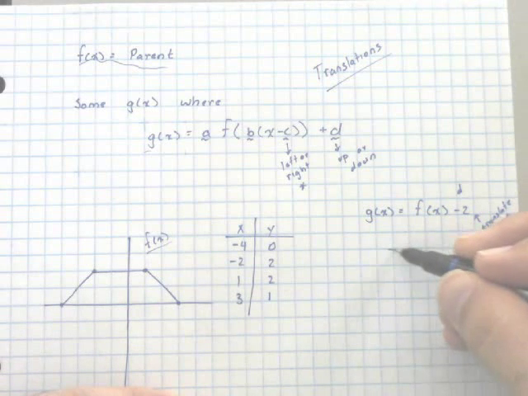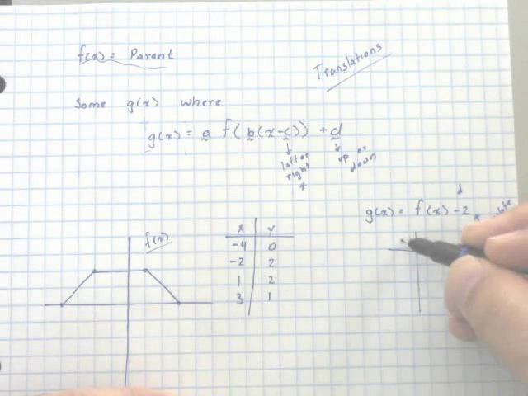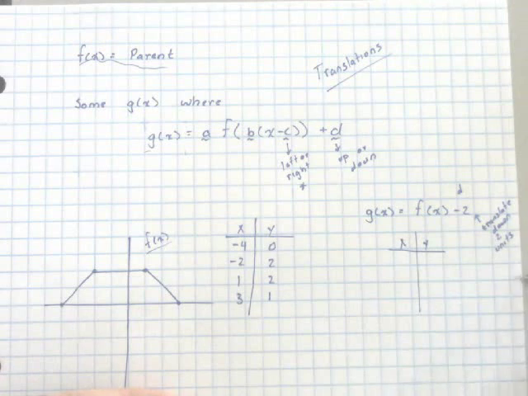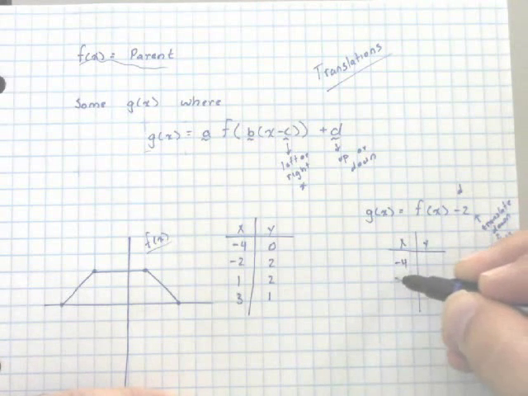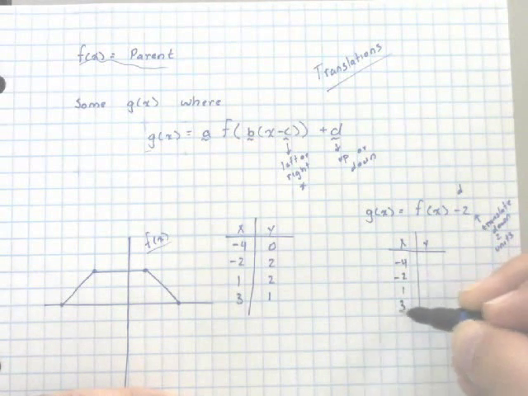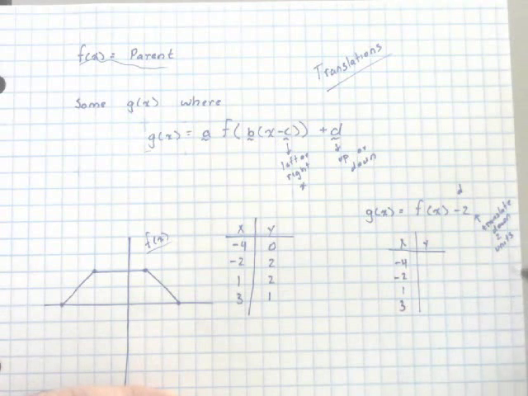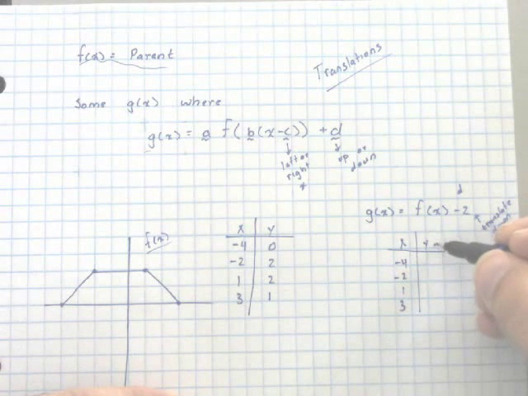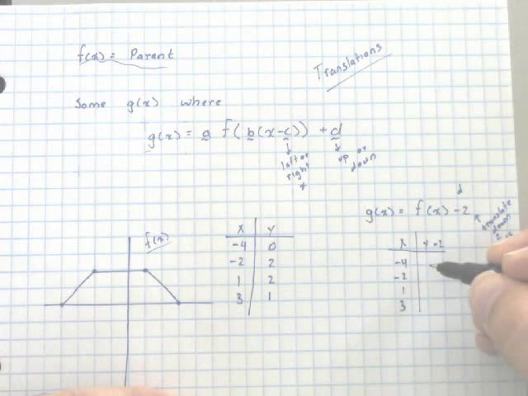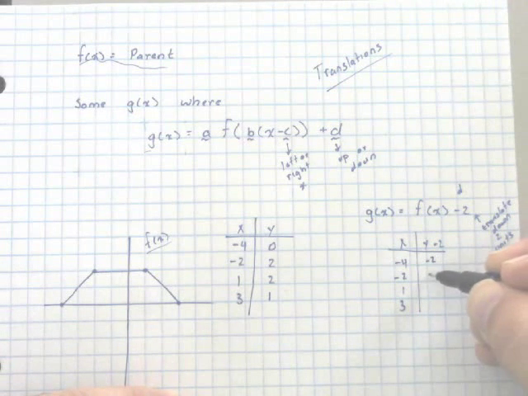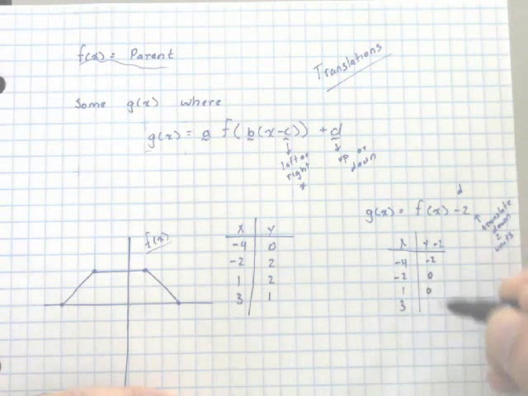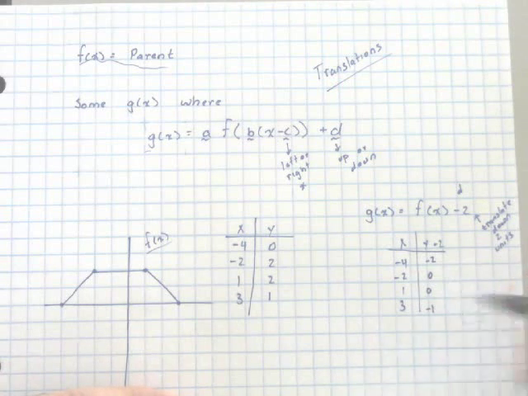So in other words, taking my original function and leaving the x's all where they were at, but taking all of my y's and dropping them down 2. So the 0 would go down to negative 2, the 2 would go to 0, the 2 would go to 0, and the 3 would go to negative 1.